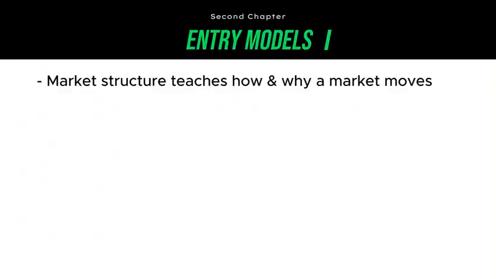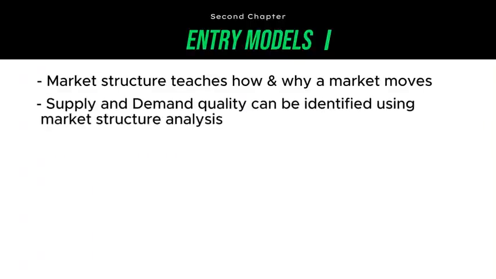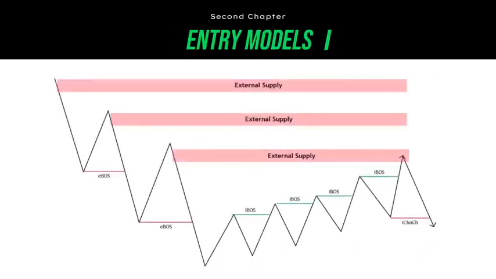So far, we have learned the market structure, which teaches us how and why a market moves a certain way, and supply and demand zones, which are an entry strategy. To understand how high-quality supply and demand zones work, we must understand market structure. The market structure knowledge can be applied into the supply and demand, and this is what we are going to talk about now.